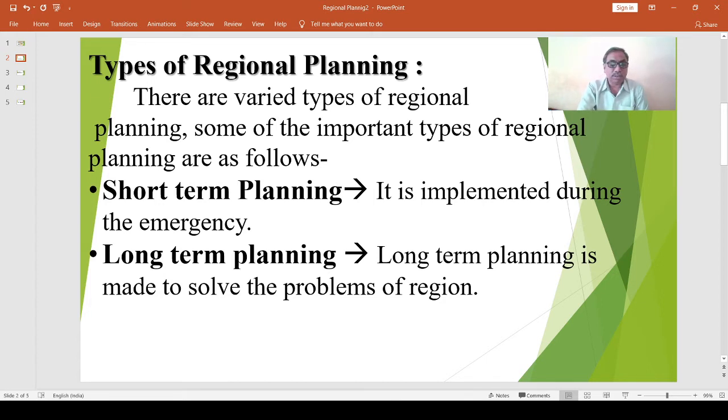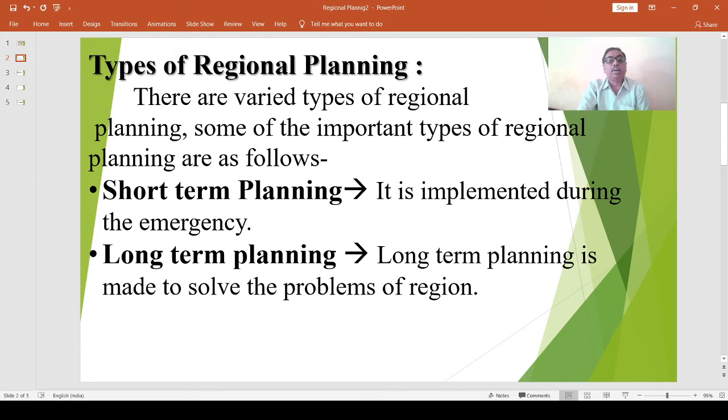Long-term planning is made to solve the problems of a region. The aim of this type of planning can be natural, economic, social, etc. In this type of planning, a development model is prepared. For example, five-year plans. The planning is for industry, transportation and communication, trade, education, economic welfare, employment, etc.